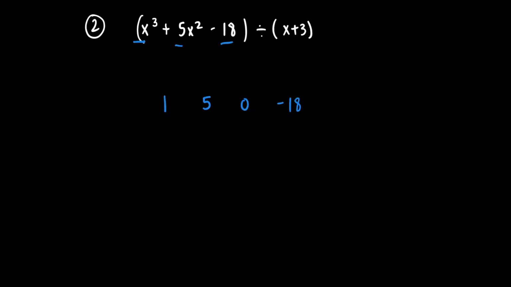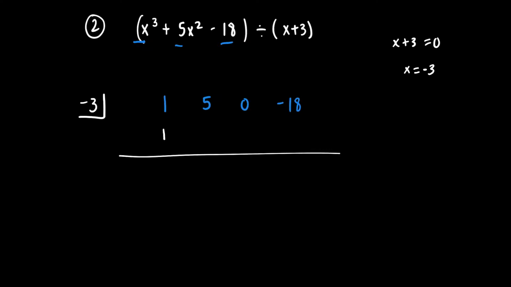All right, so now that we got that, we know that x plus 3 is a factor, which means if we set it equal to 0 and solve for x, we would get negative 3. So we're going to do this with negative 3. We always bring this down first, and then we're going to multiply up, add down. So negative 3 times 1 is negative 3. We will add down, so 5 plus negative 3 is 2. Multiply up, negative 3 times 2 is negative 6.